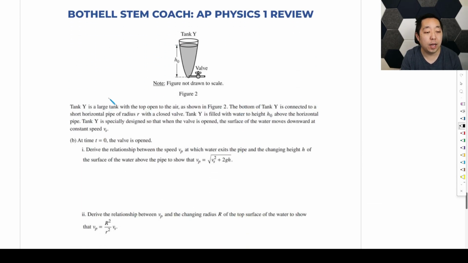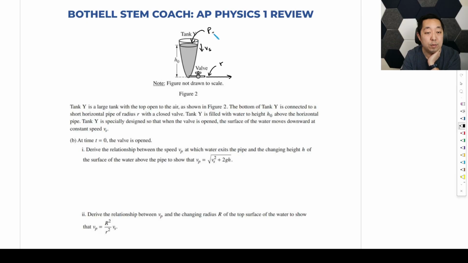Tank Y is a large tank with air open to the top as shown in figure 2. The bottom of tank Y is connected to a short horizontal pipe of radius R, with a closed valve. Tank Y is filled to a height h0 above the horizontal pipe. Tank Y is specifically designed so that when the valve is open, the surface of the water moves downward at a constant speed Vs. At time t equals 0, the valve is opened, so water is going to come out here, and this is open to the air.